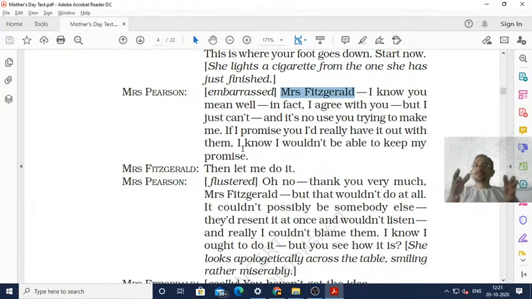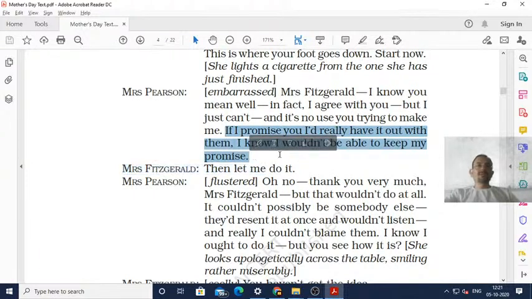Okay, and it's no use trying to suggest to me, because I cannot simply implement that particular advice that you give me, because I cannot be very strong with them. I cannot be strict with them. If I promise you I really have it out with them, I know I wouldn't be able to keep my promise. Therefore it's a futile effort. I cannot simply be very much strict, because I simply cannot do that with my family members.